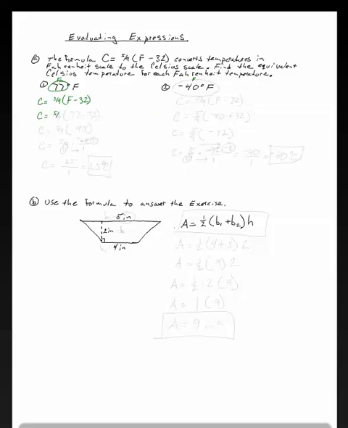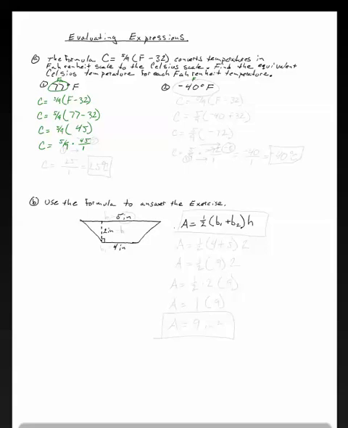C equals 5/9 times F, which is 77, minus 32. Alright, so C equals 5/9 times, remember we have to do what's in parentheses first, so 77 minus 32 gives us 45. And anytime I'm multiplying a fraction by a whole number, it's easiest if we put the whole number over 1. So this is really C equals 5/9 times 45 over 1.